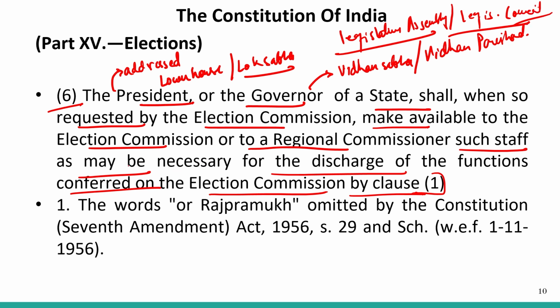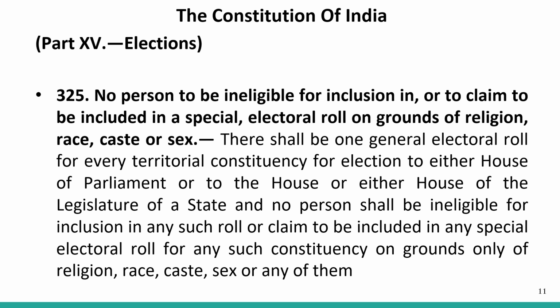So what is happening here is that whenever there is going to be any election that needs to take place, and obviously the election commissioners and the regional commissioners and the chief election commissioner would be needing the staff, it is through the president or the governor, depending on where the election will take place, that they will request to provide the staff for the discharge of their duties. This has also been mentioned under the provisions of the constitution.